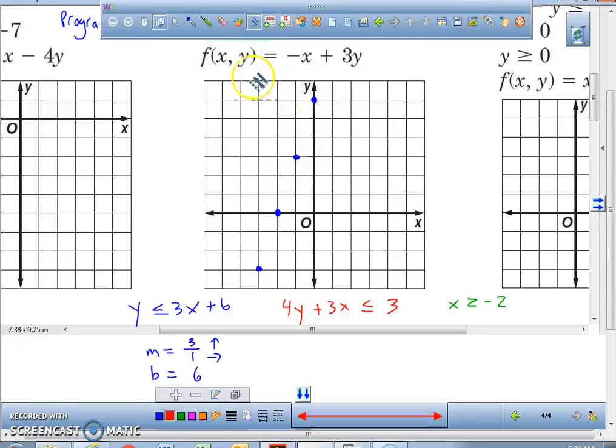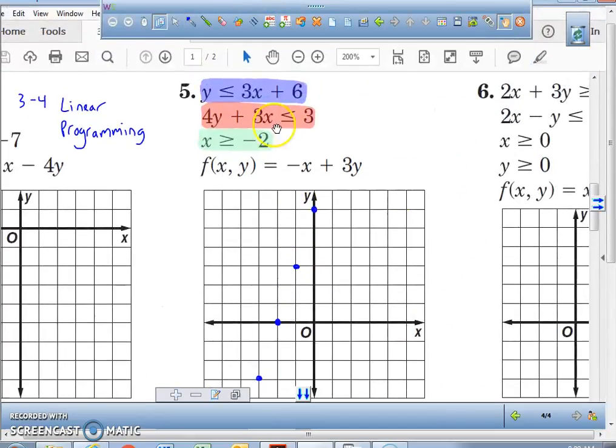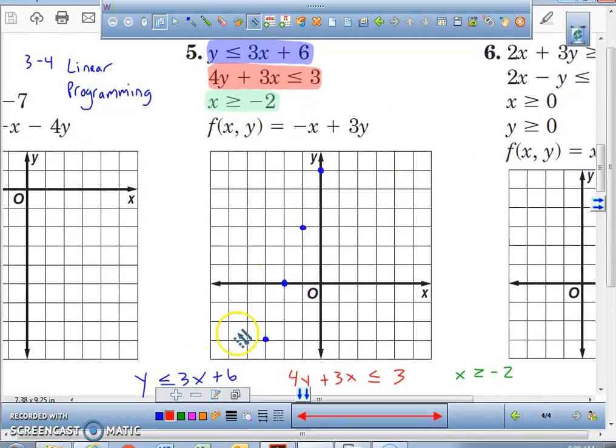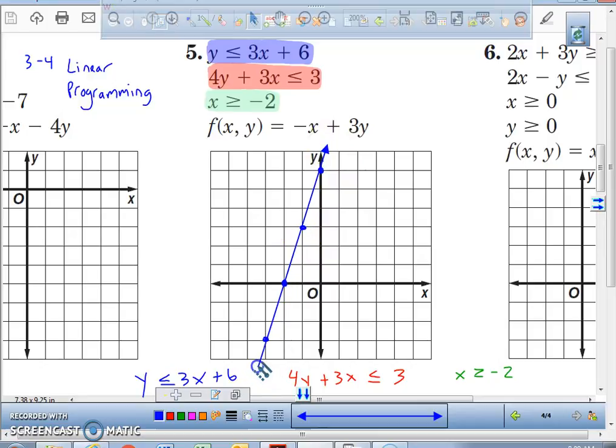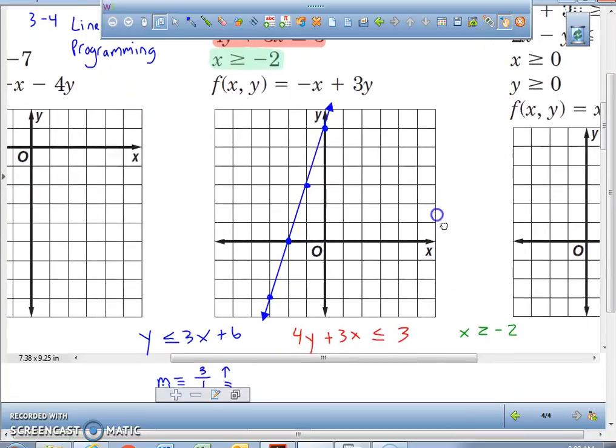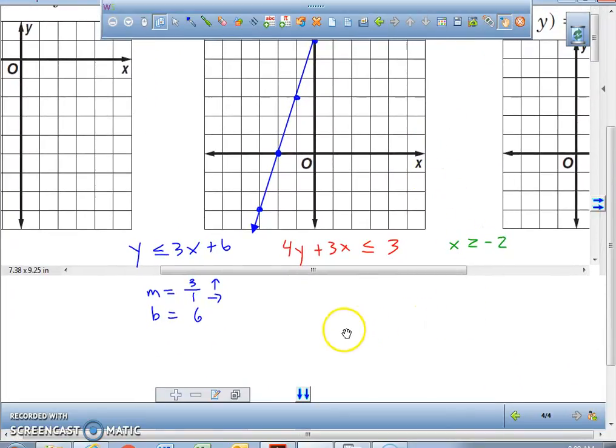And is it a solid or dotted? Definitely solid because it's less than or equal to. And you create a nice solid line going through all of those points. And if it's less than or equal to, we will eventually shade everything underneath the line, right in this area. You can shade gently if you like to. I'm going to shade at the very end. Okay. Red line's more difficult.